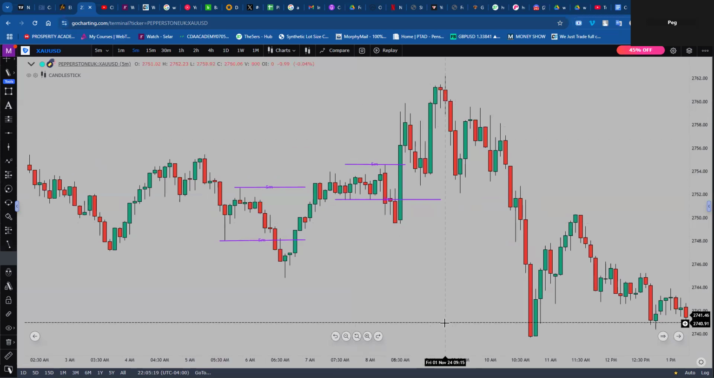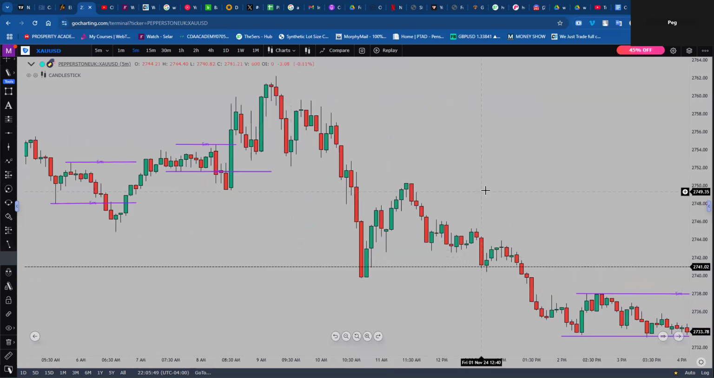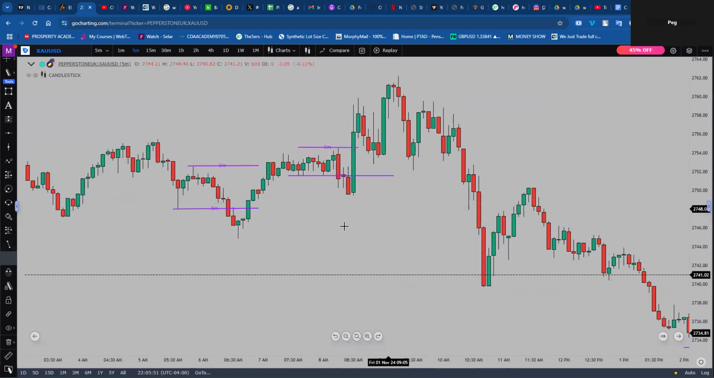So it's all one pattern. There must be a break of structure, and the break must come with displacement to tell us that this liquidity zone, this sweep zone that price has just established, is valid. Without a break of structure, without the displacement, that place is not valid. That's all you look for.